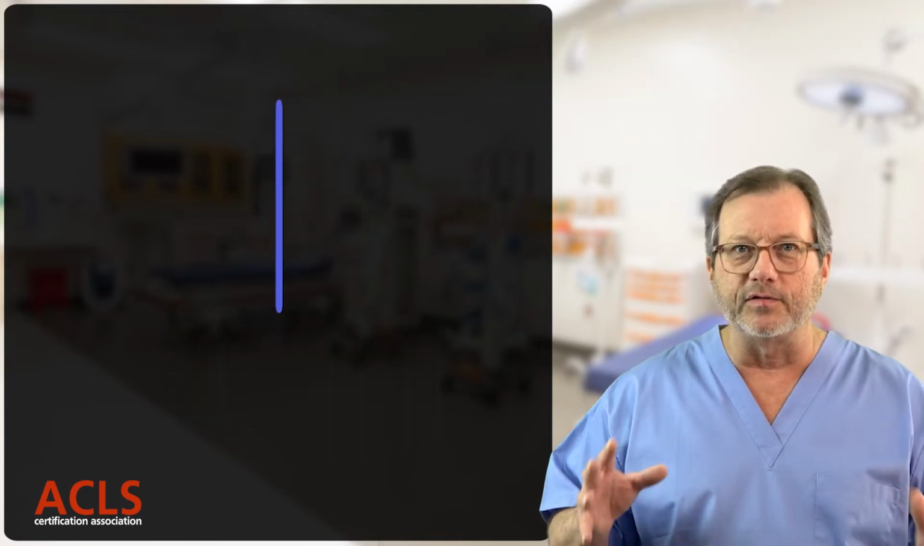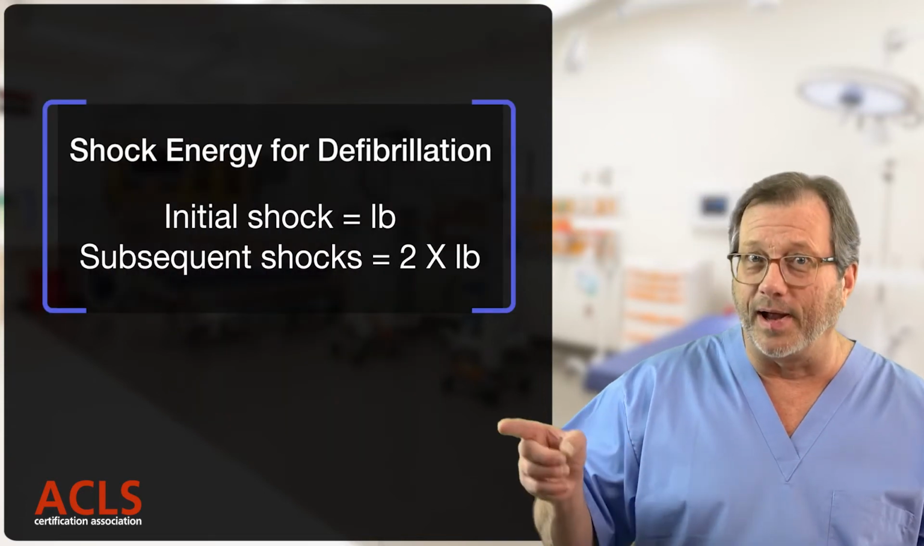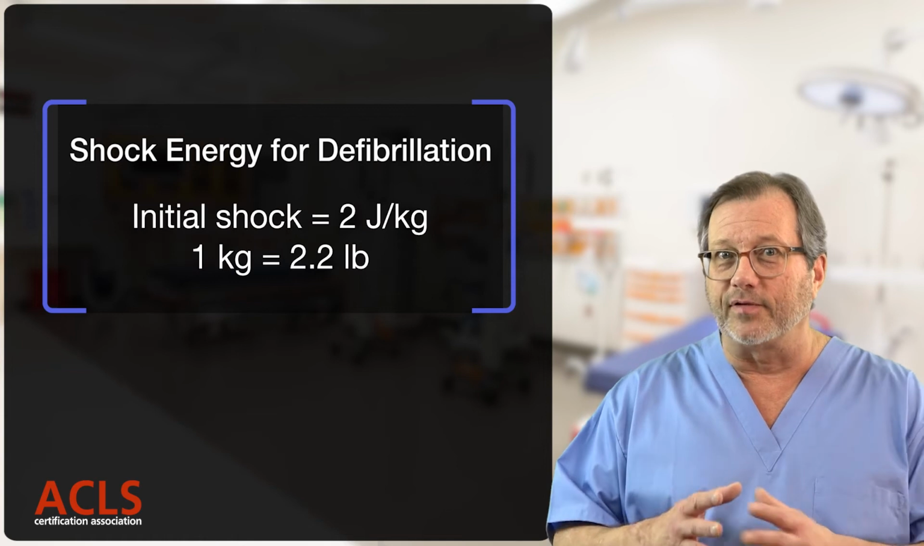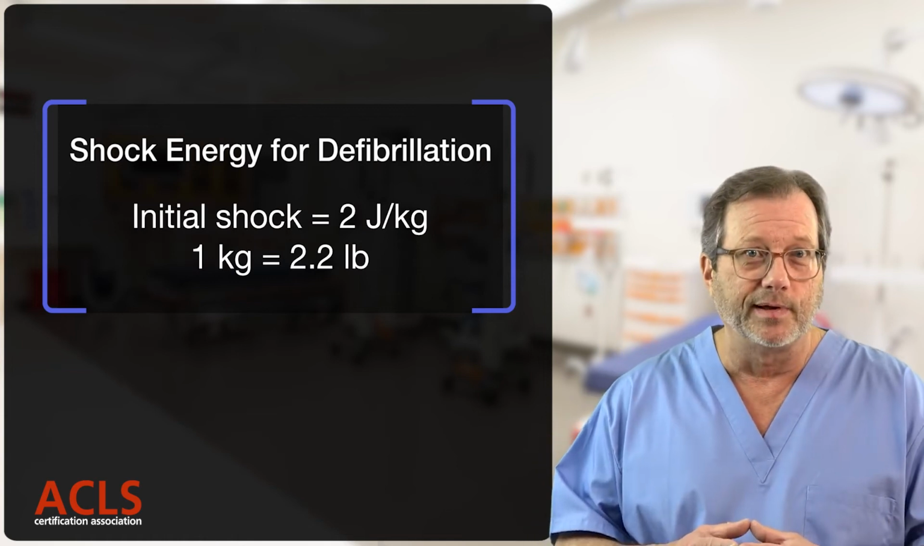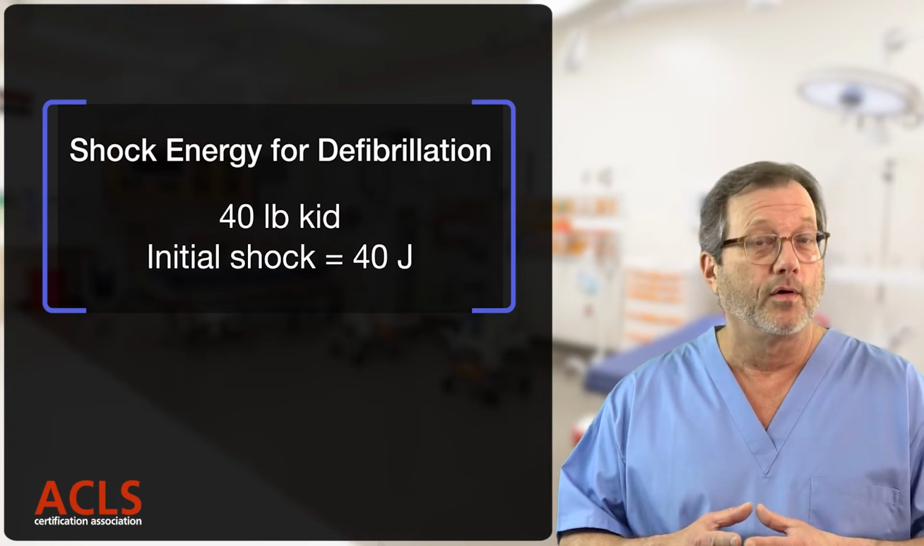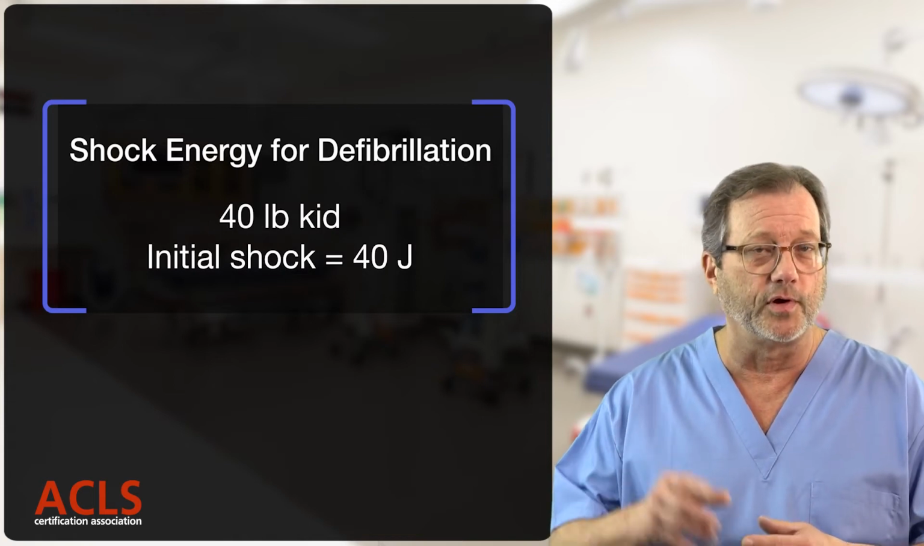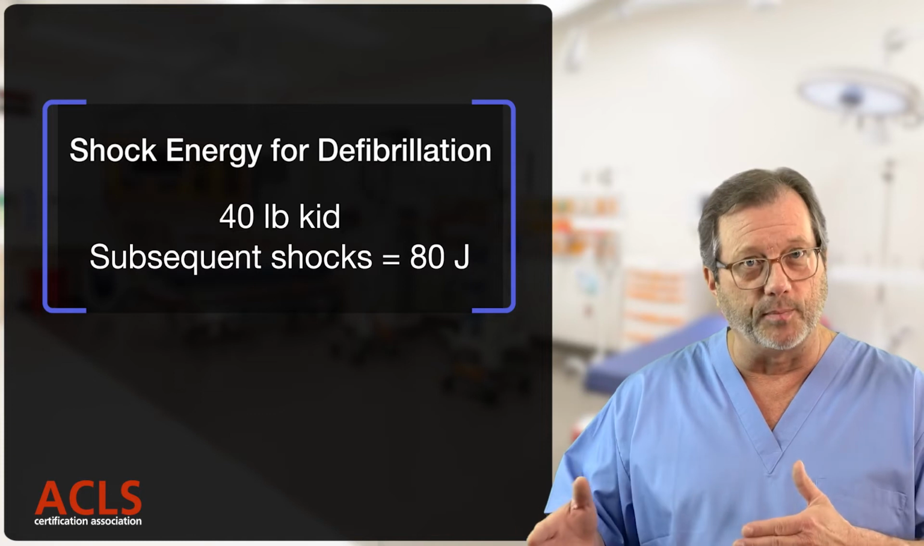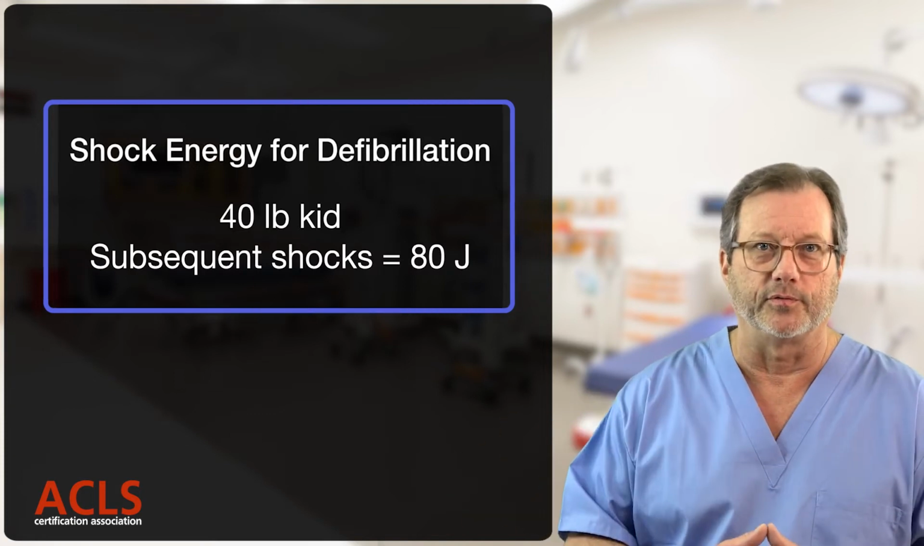And remember, for kids, a little tip, pounds double pounds. If the first shock of a kid is 2 joules per kilogram, that's the same as their weight in pounds. And I still think that way. So a 40-pound kid, first shock, first defibrillation dose, 40 joules. Double it, 80 joules for subsequent doses.